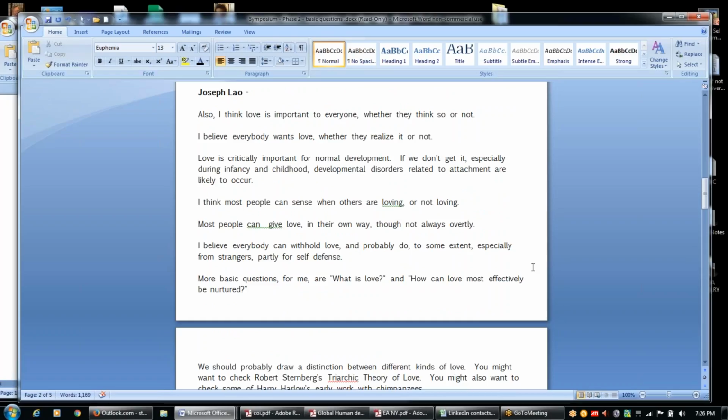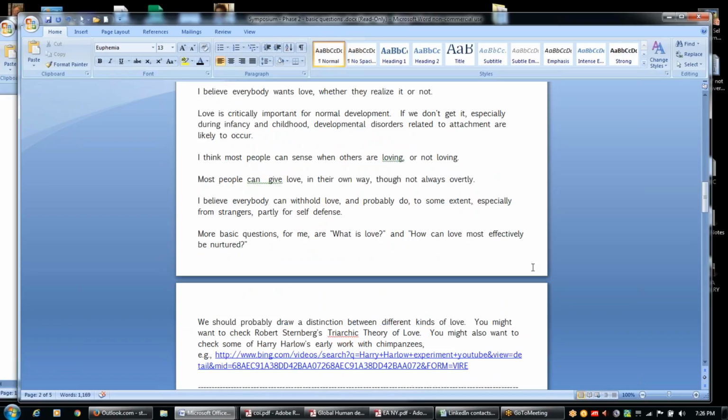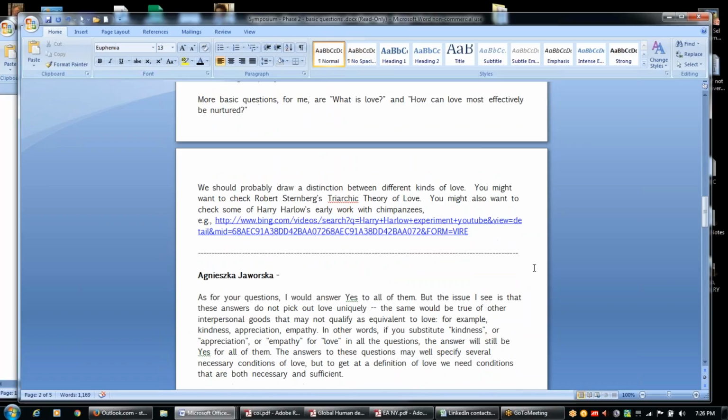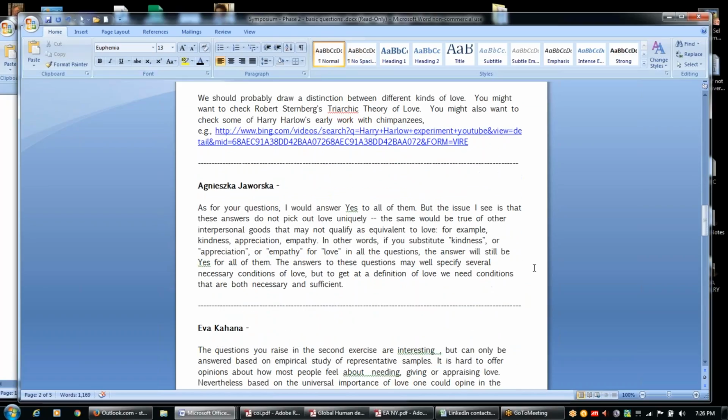I think most people can sense when others are loving or not loving. Most people can give love in their own way, though not always overtly. I believe everybody can withhold love and probably does to some extent, especially from strangers, partly for self-defense. Most basic questions for me are, what is love, and how can love most effectively be nurtured? And then he suggests Robert Sternberg's triangular theory of love.